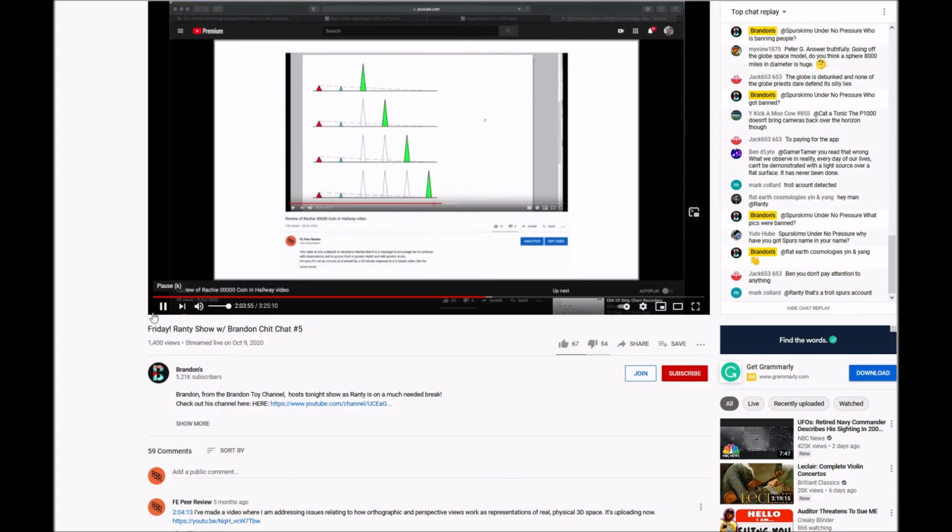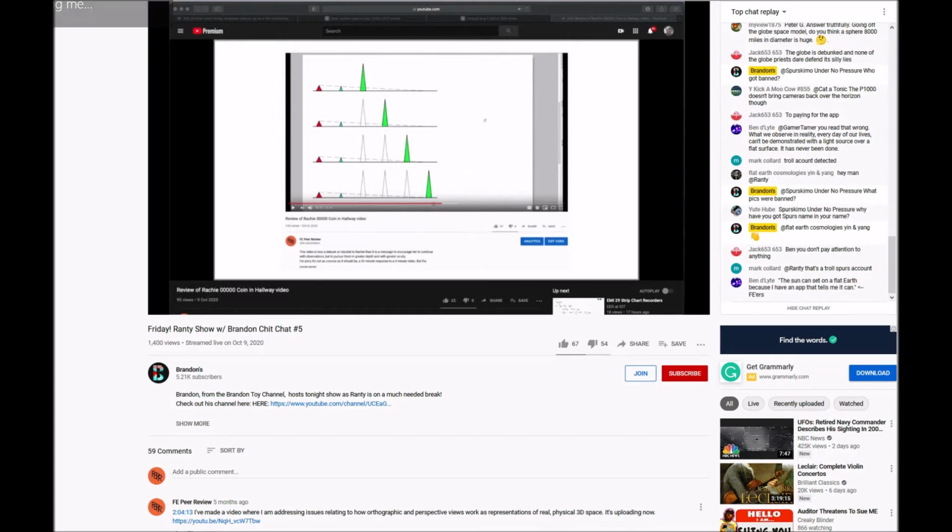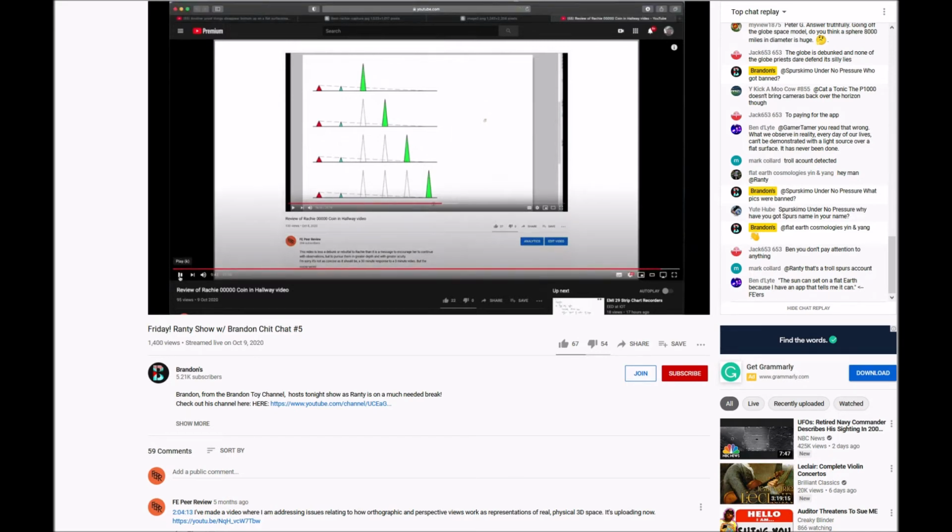So Rachie, if your point with trying to do this thing in the hallway is to satisfy yourself that Ranty has it right, I think you need to take a really close look at this diagram and give it some real thought. I think I've said enough.